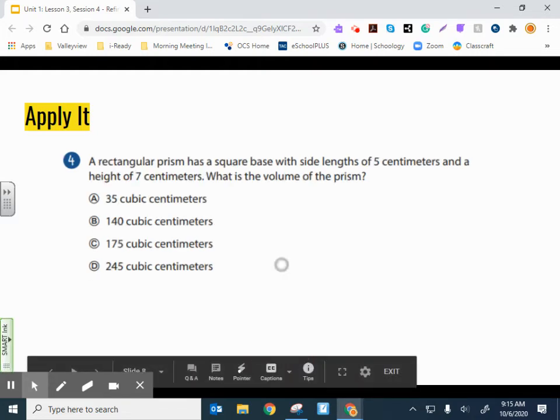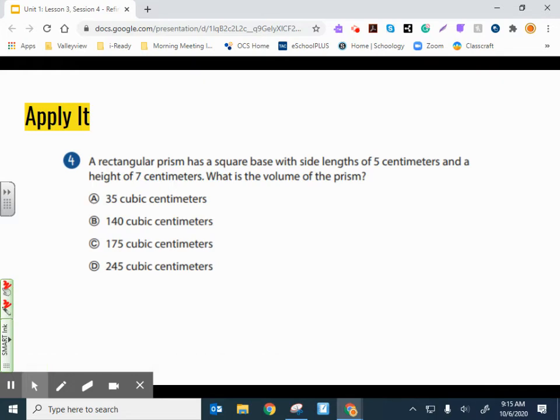All right, let's do a couple more. All right, this is the top of page 51. A rectangular prism has a square base with side lengths of 5 centimeters and a height of 7 centimeters. What's the volume of the prism? Let's try this formula. The volume equals base times the height. And I'm going to draw you a picture of the base of this figure. So it's a square base, and each of those lengths is 5.